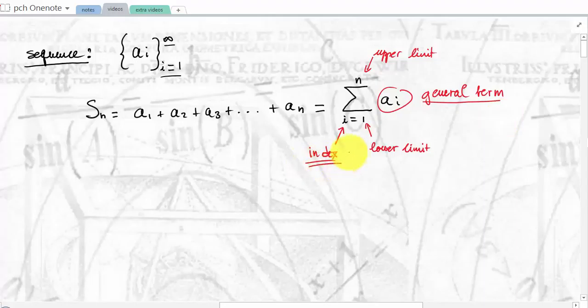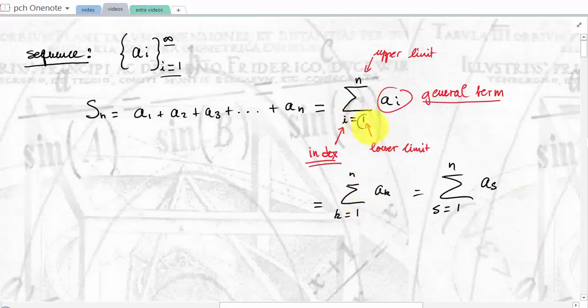It doesn't matter what you're using for the index right here. I could rewrite the same sum by sum from k equals 1 to n of a sub k. Or again, sum from s equals 1 to n of a sub s. It stands for the same thing. You do not have to start at 1 right here.